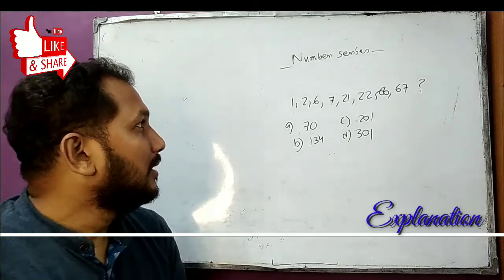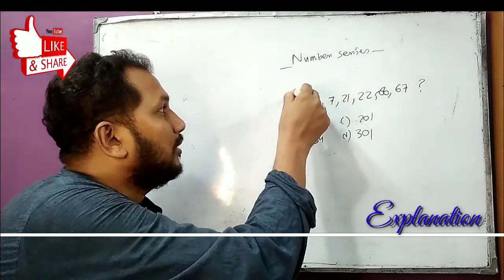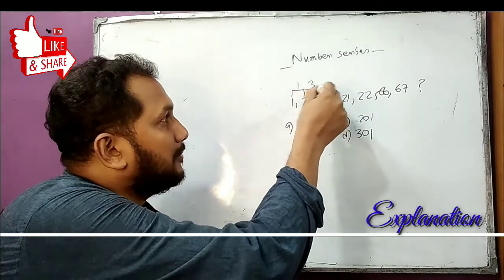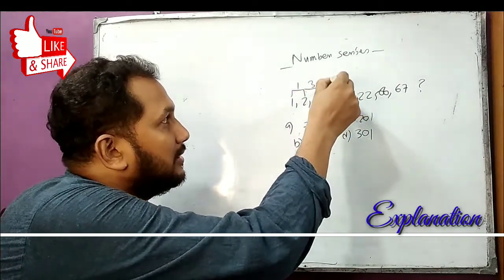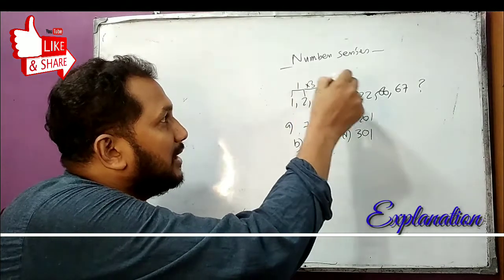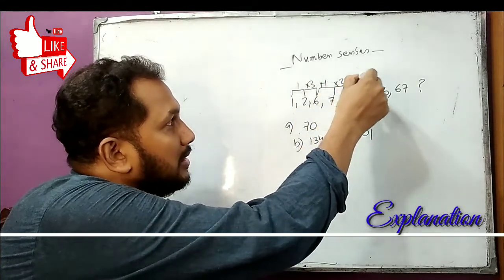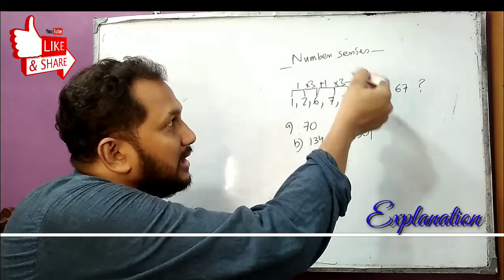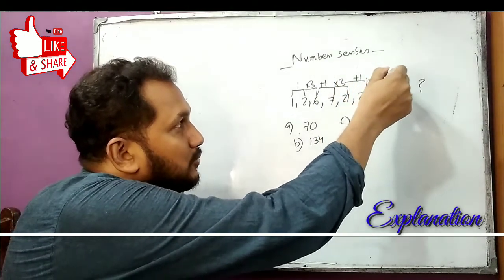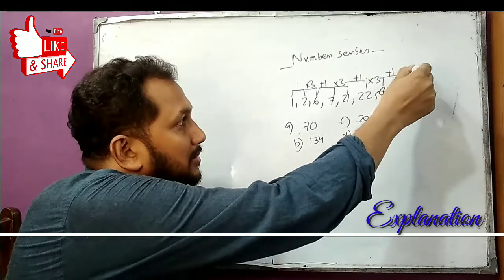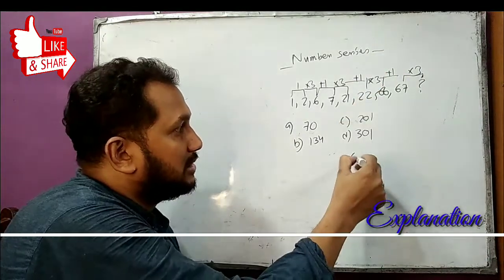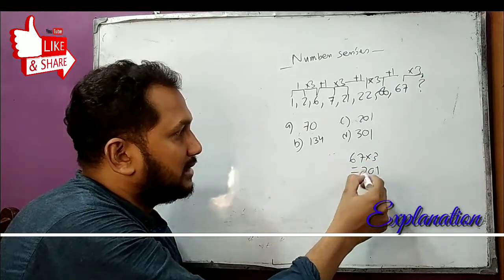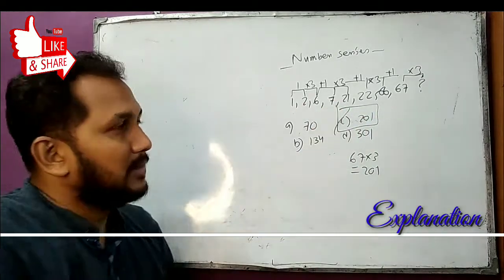The answer is: there is a gap of 1, and then 2 is multiplied by 3 and we get 6, then a gap of 1, then multiplied by 3, then again a gap of 1 and multiplied by 3. So there is a sequence of addition of 1 and multiplication by 3. So 67 into 3 is equal to 201. The answer is 201.